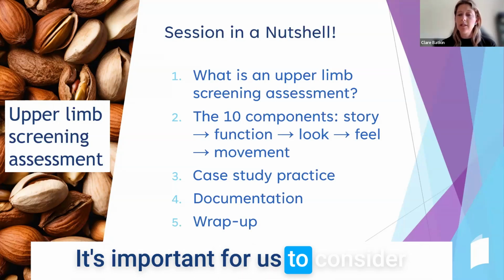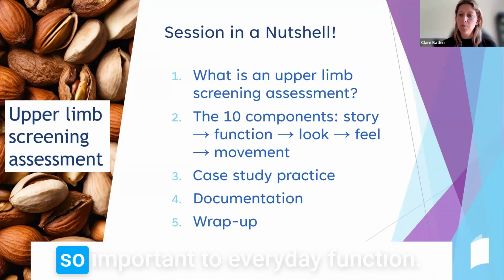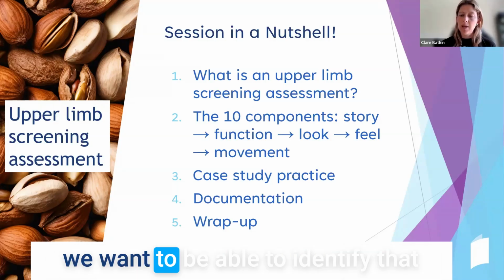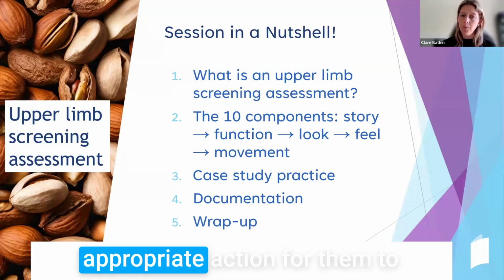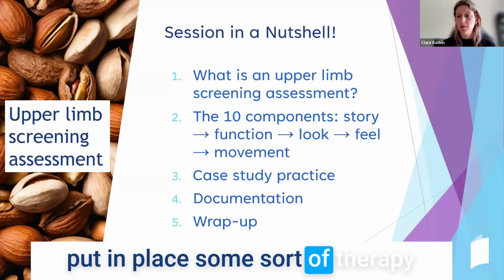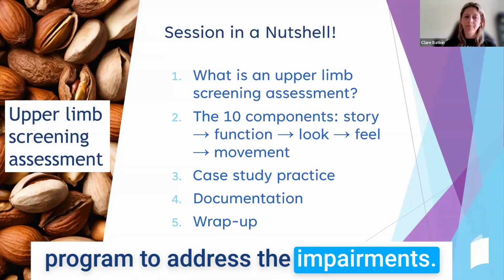It's important for us to consider because hands and arm function is so important to everyday function. So if there is an impairment present, we want to be able to identify that and make sure that we're taking appropriate action for them to seek some assistance or for us to put in place some sort of therapy program to address the impairments.